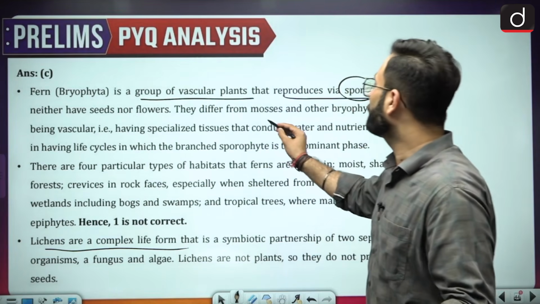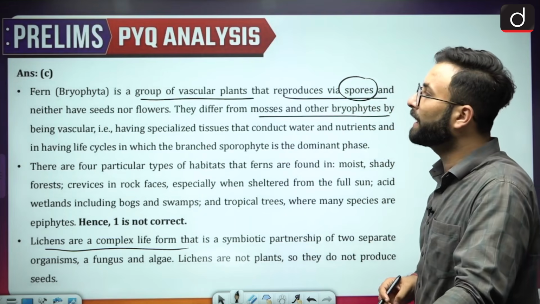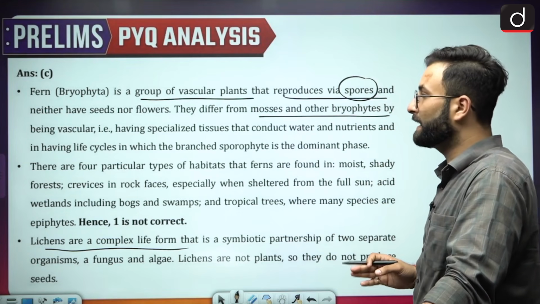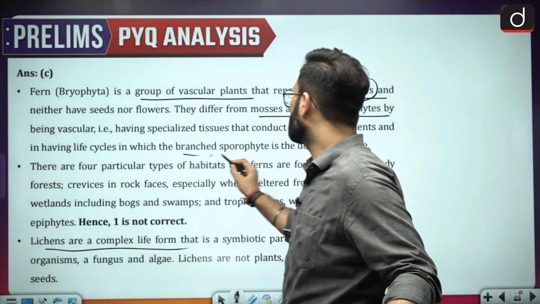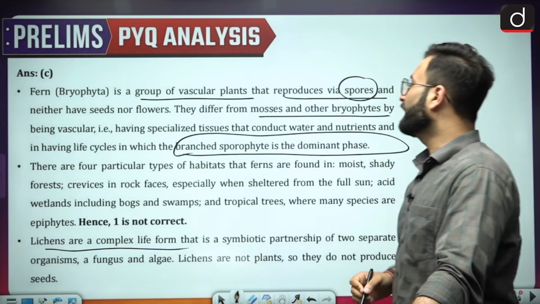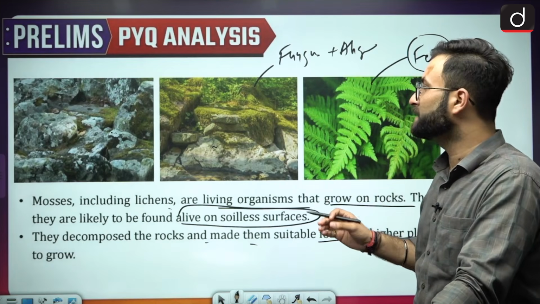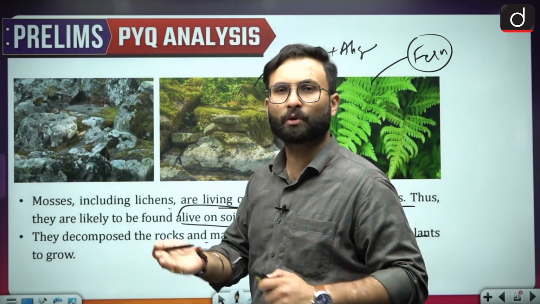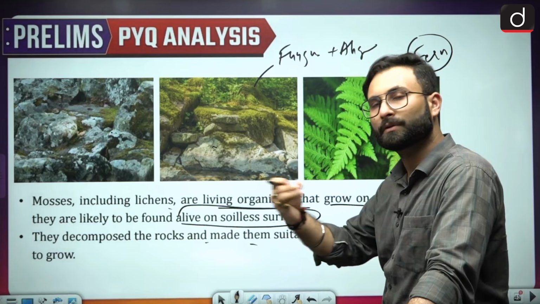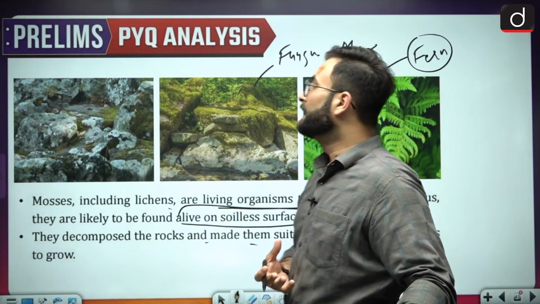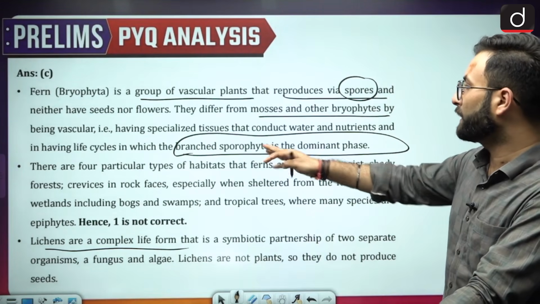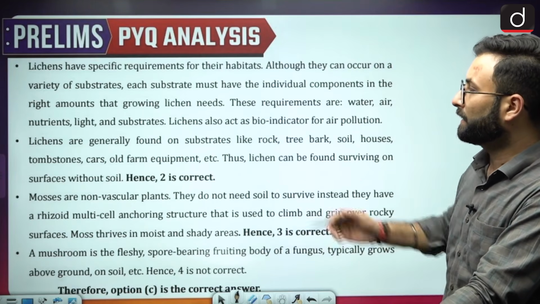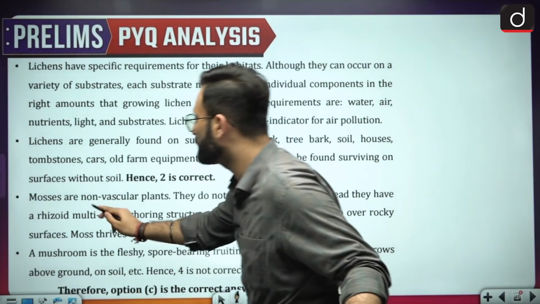They differ from the mosses and other bryophytes by being vascular, having specialized tissue that conducts water and nutrients, and having life cycles in which the sporophyte is the dominant phase. So the reproduction of ferns will not require any kind of seeds. We have already discussed the ferns, the lichens, and the mosses. Coming to the next one, you can go through this. When we talk about the mosses, you can say it is also a non-vascular plant.